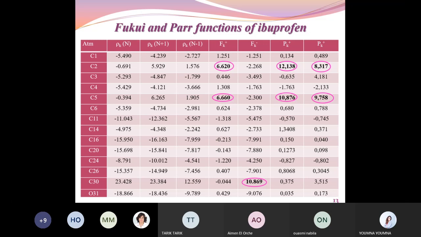On the other hand, f minus corresponds to the reactivity toward electrophilic attack, or when the molecule loses an electron, which is carbon 30. We have used the two functions of Parr plus and Parr minus, obtained respectively by the analysis of the atomic spin density of the electrophilic molecule and the nucleophilic molecule.